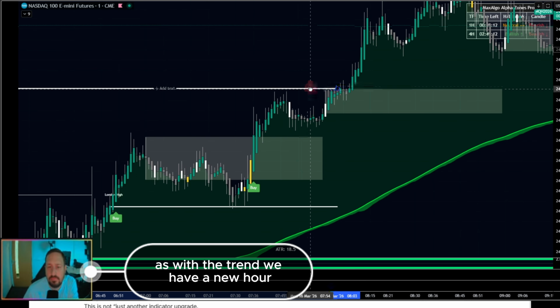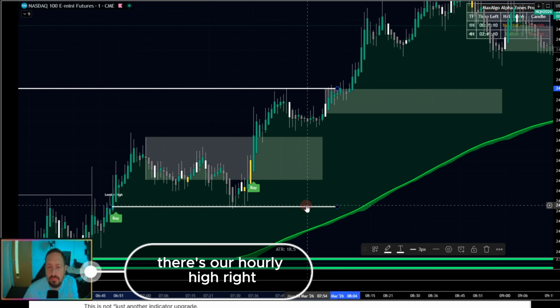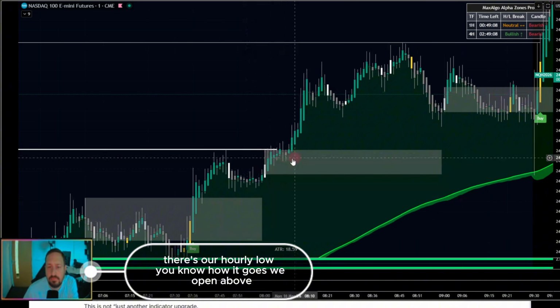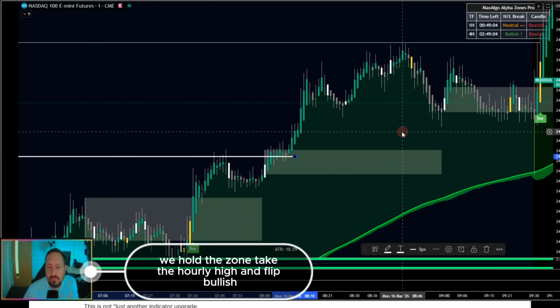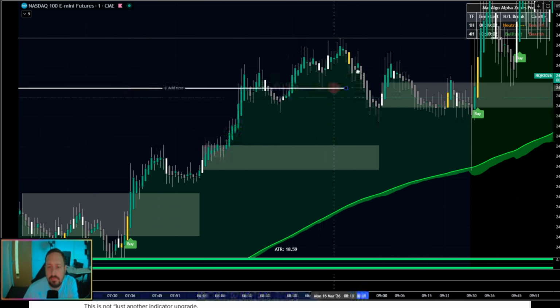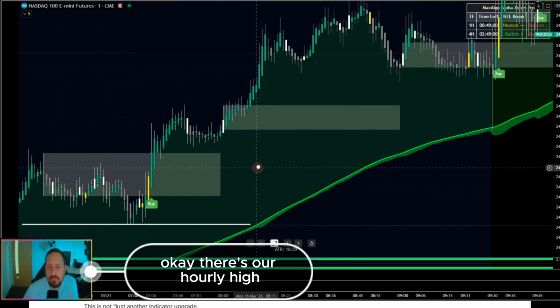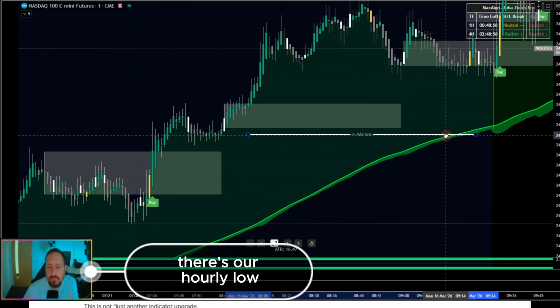We have a new hour. There's our hourly high, right? There's our hourly low. You know how it goes. We open above, we hold the zone, take the hourly high, and flip bullish. Okay, there's our hourly high. There's our hourly low.